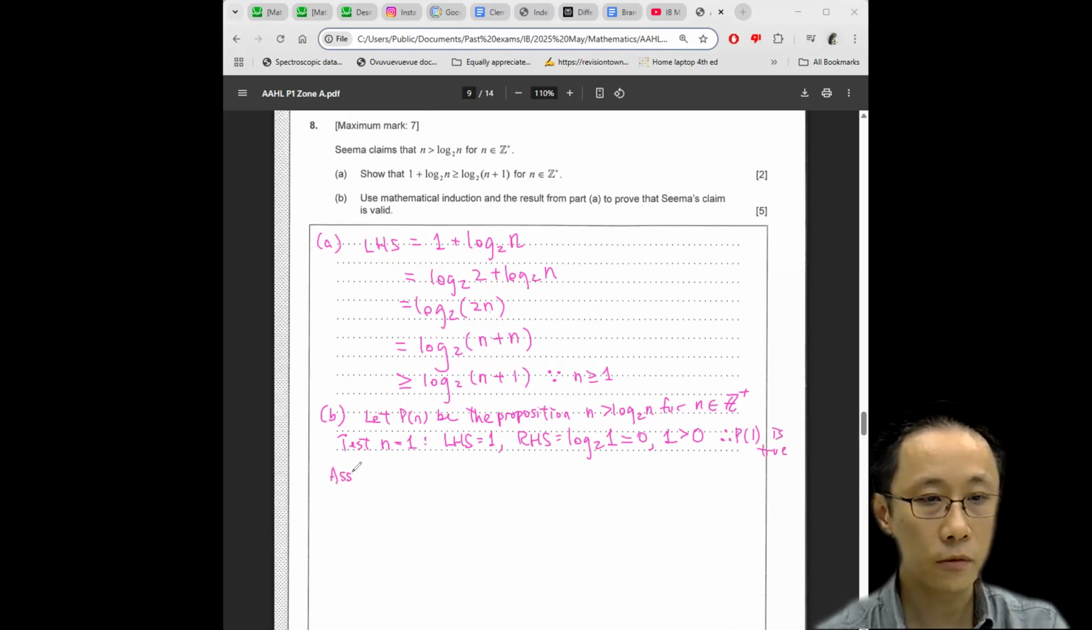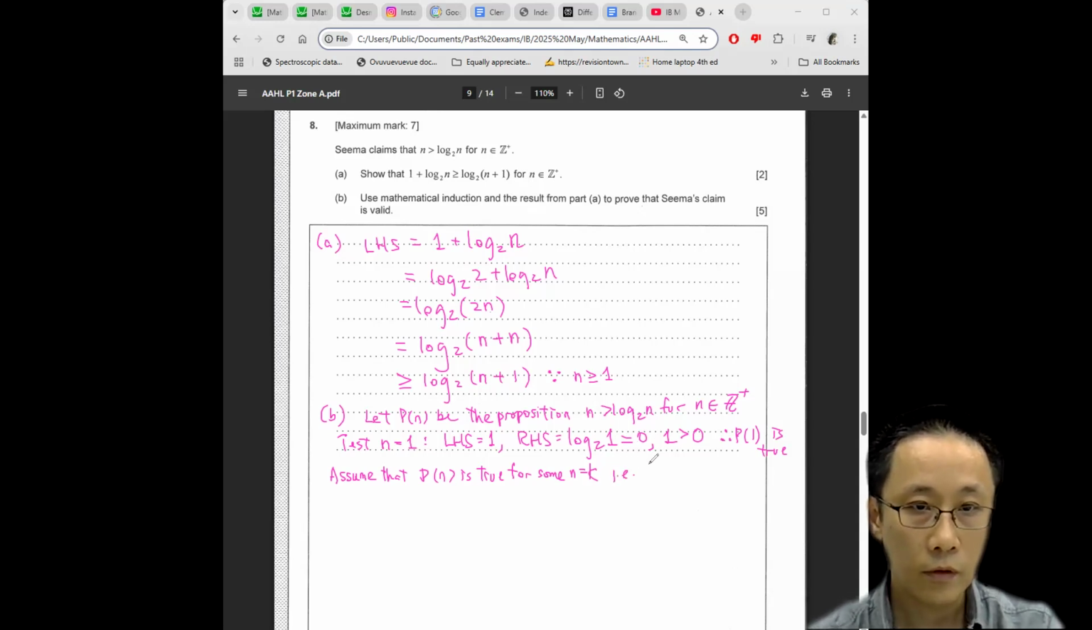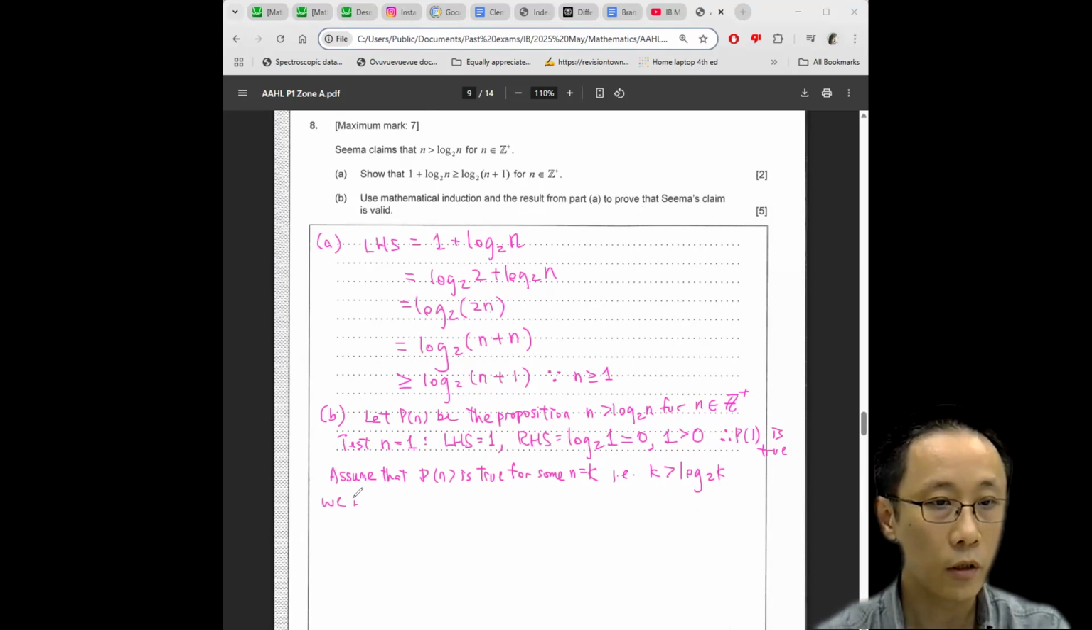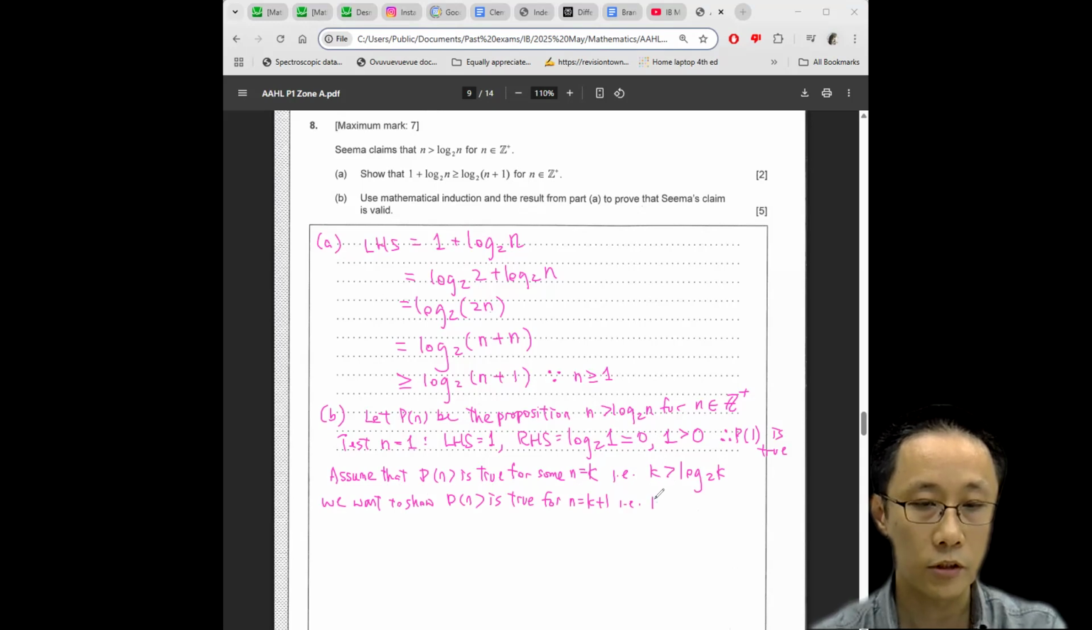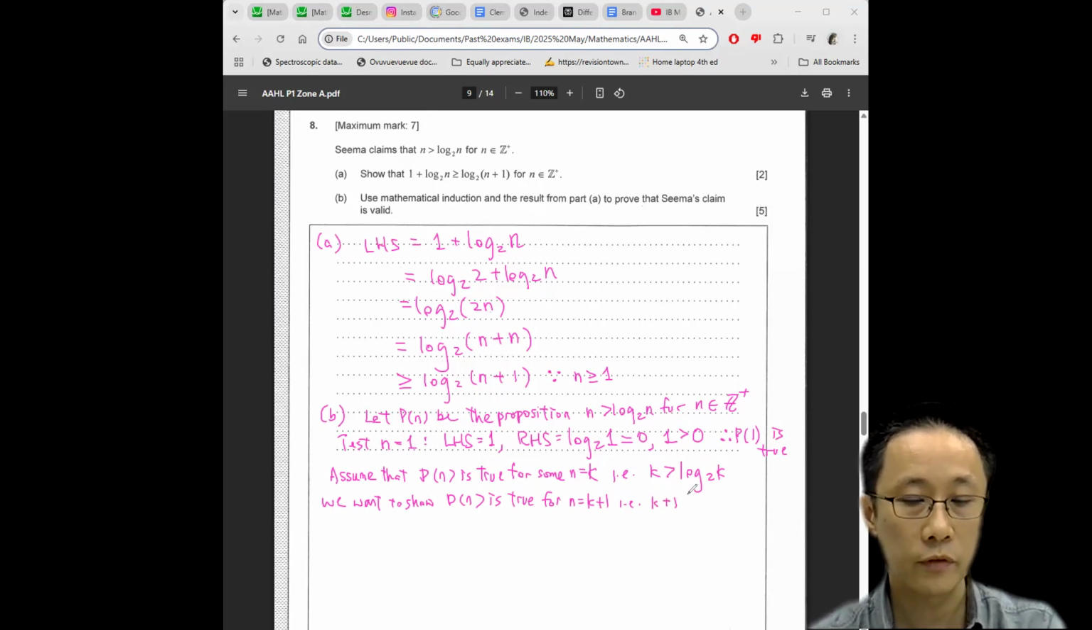We now assume that Pn is true for some n equals k. So k is bigger than log to the base 2 of k. We want to show Pn is true for n equals k plus 1. So we are just writing out the target statement without claiming that we have proven it.